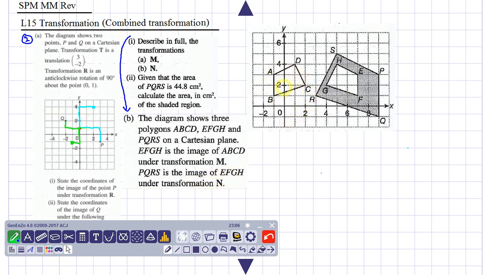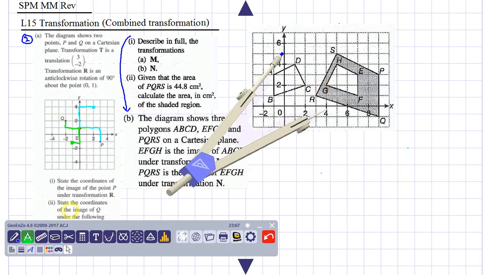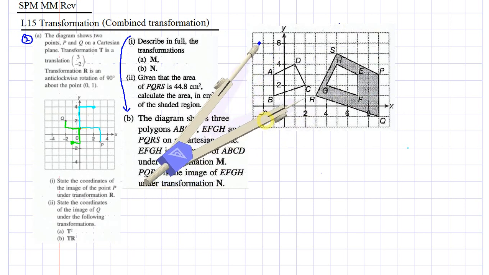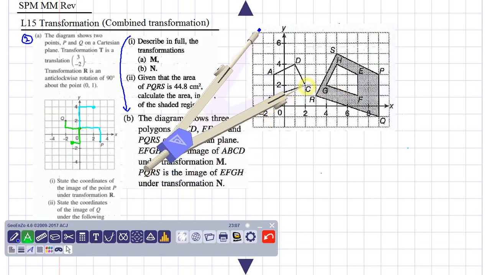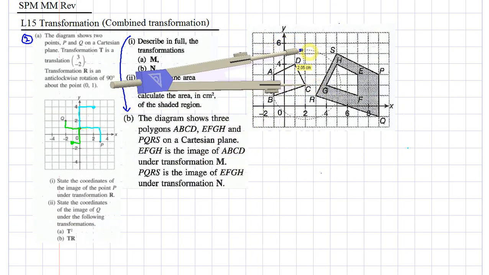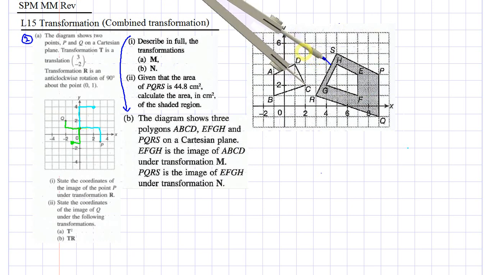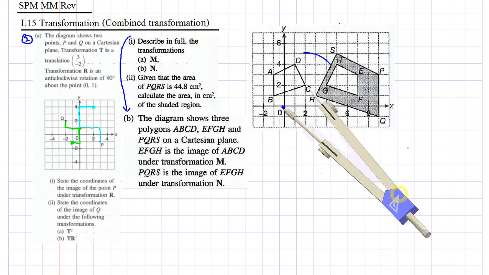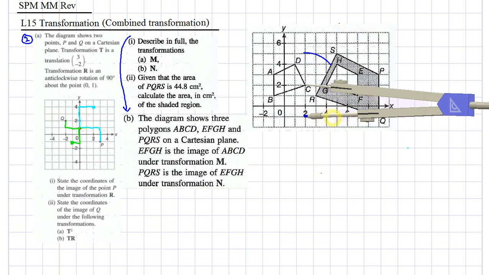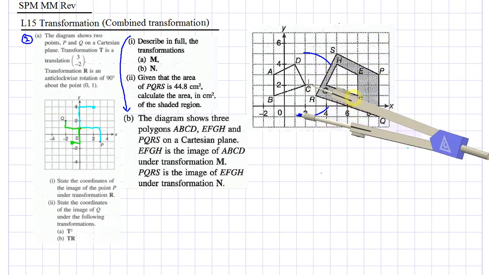So we know that this object moved to here and the transformation is M. So this will be a reflection, right? So how to determine the axis of reflection? Very easy. Take out the compasses. Okay, so these two are corresponding vertices. Actually, for this question, if you don't want to use the compasses, you also can get the answer because it's actually very easy. And place over here.